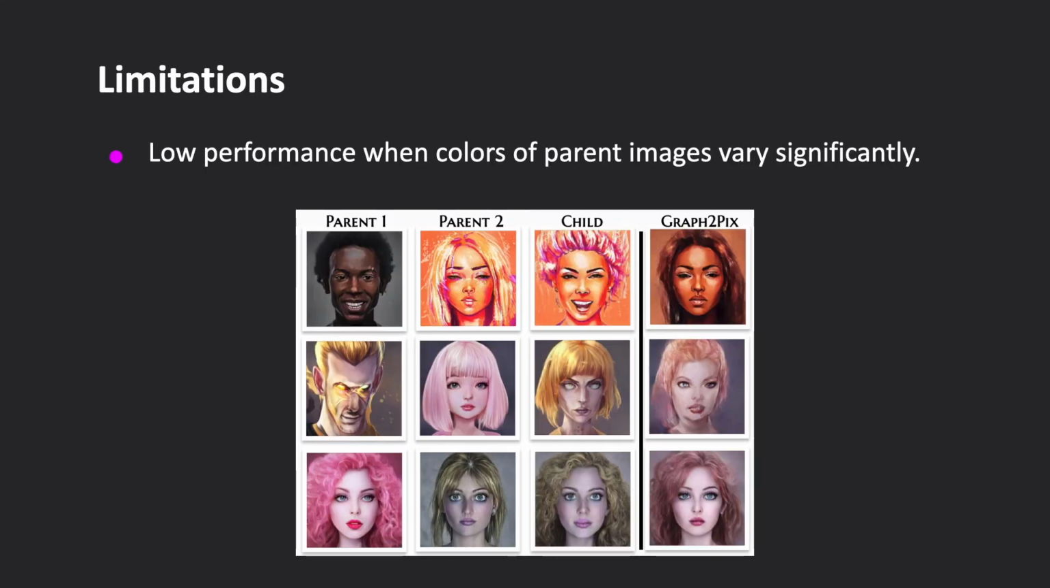There are some limitations with our method. For example, we observed that Graph2Pix does not perform well when the colors of the parents' images vary significantly. The figure below shows such cases. For example, the top row shows 2 parent images with predominantly different colors. Graph2Pix cannot produce an image close to the ground truth in this case.